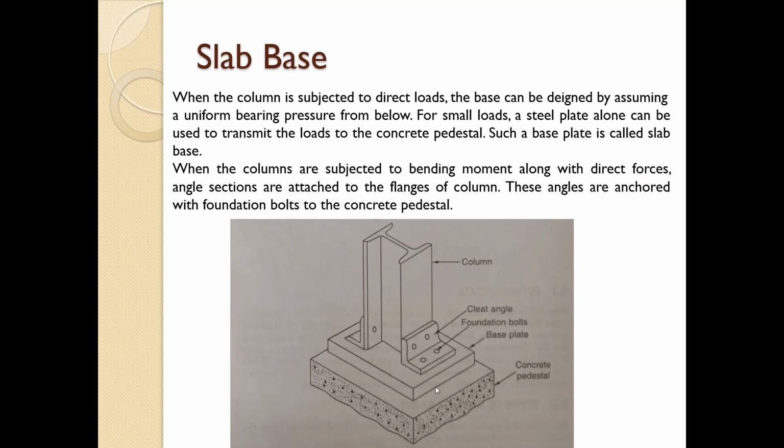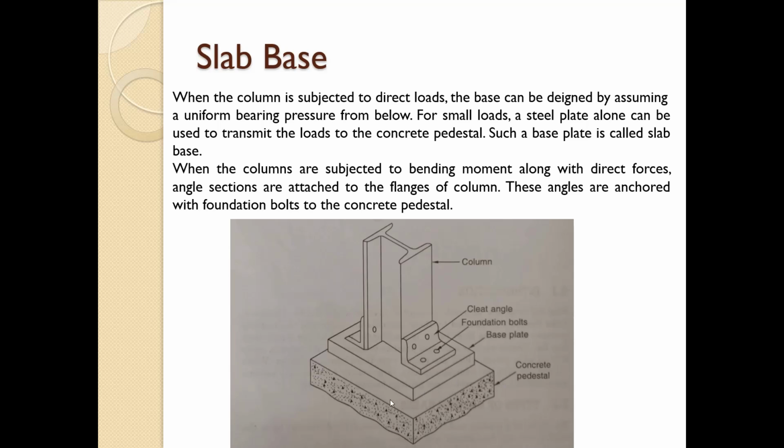Now the slab base. When the column is subjected to direct loads, the base can be designed by assuming a uniform bearing pressure from below. For small loads, a steel plate alone can be used to transmit the loads to the concrete pedestal. Such a base plate is called a slab base.